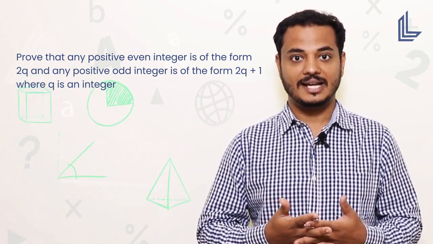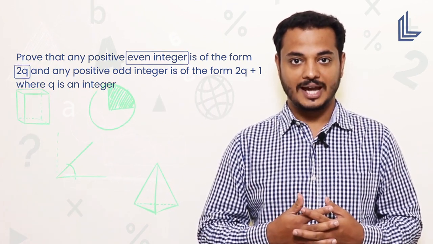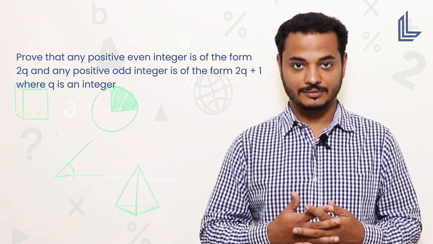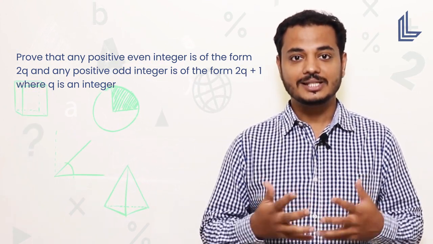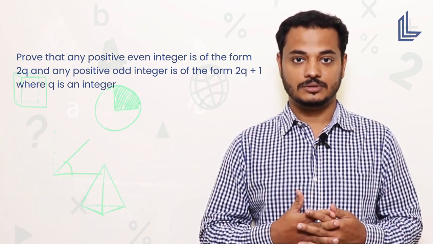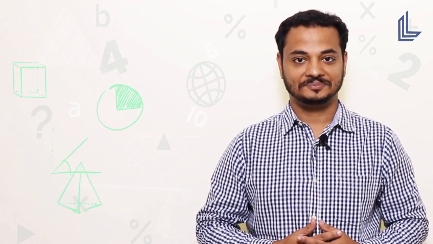Now, all of us know that any even integer can be expressed as 2q and any odd integer can be expressed as 2q plus 1, right? Where q is an integer. Now, this simple fact can actually be proved using Euclid's division lemma. So let's see how this is done.